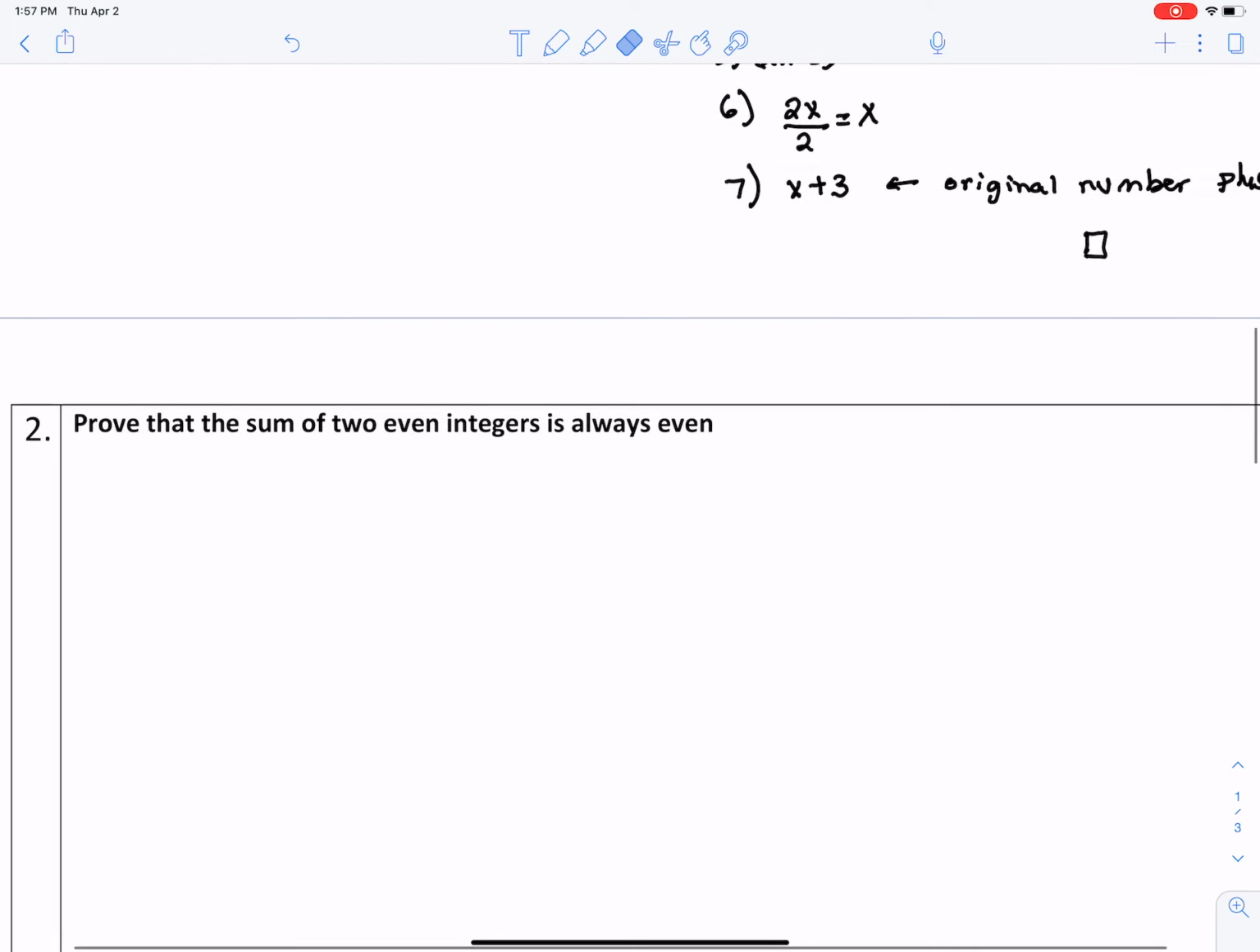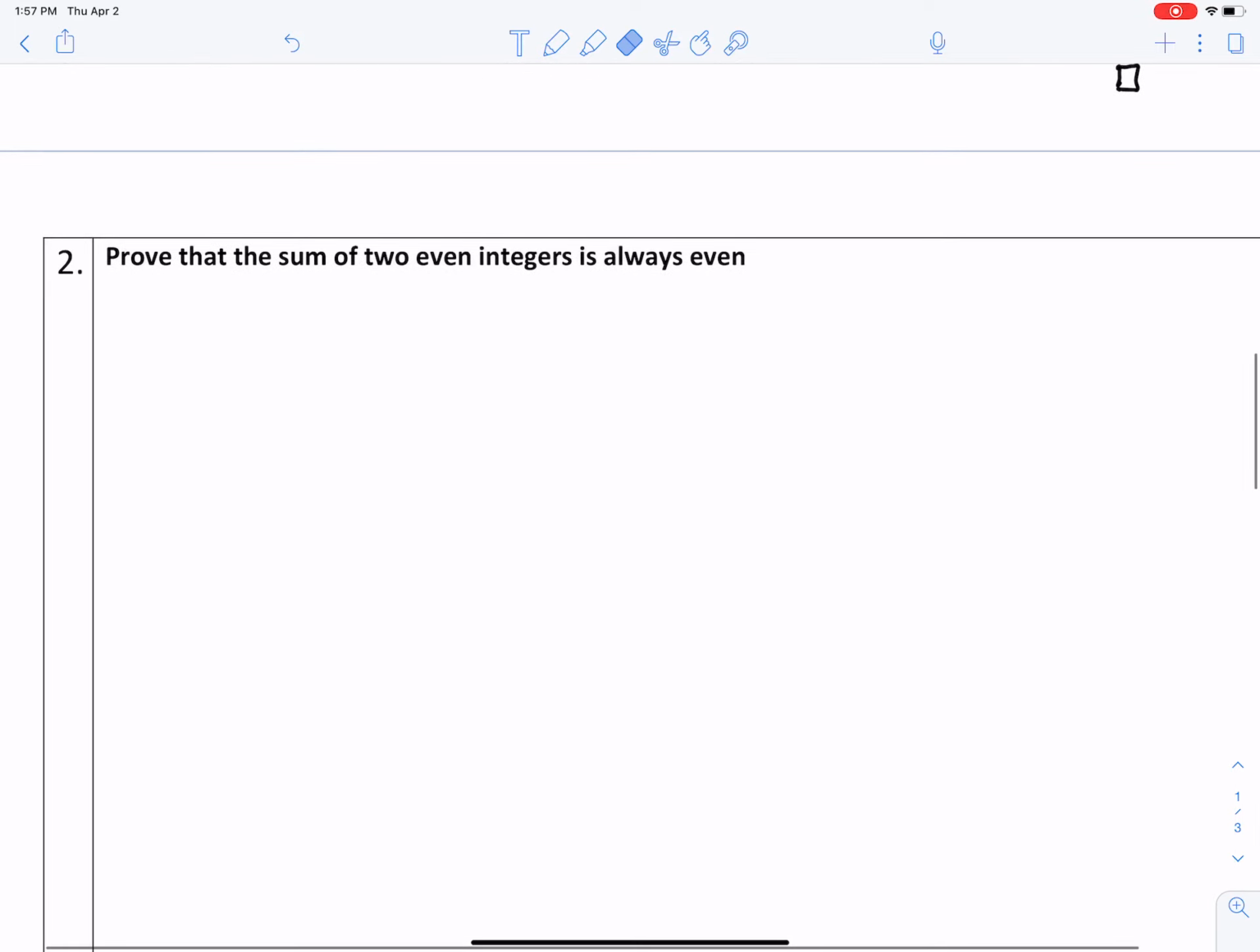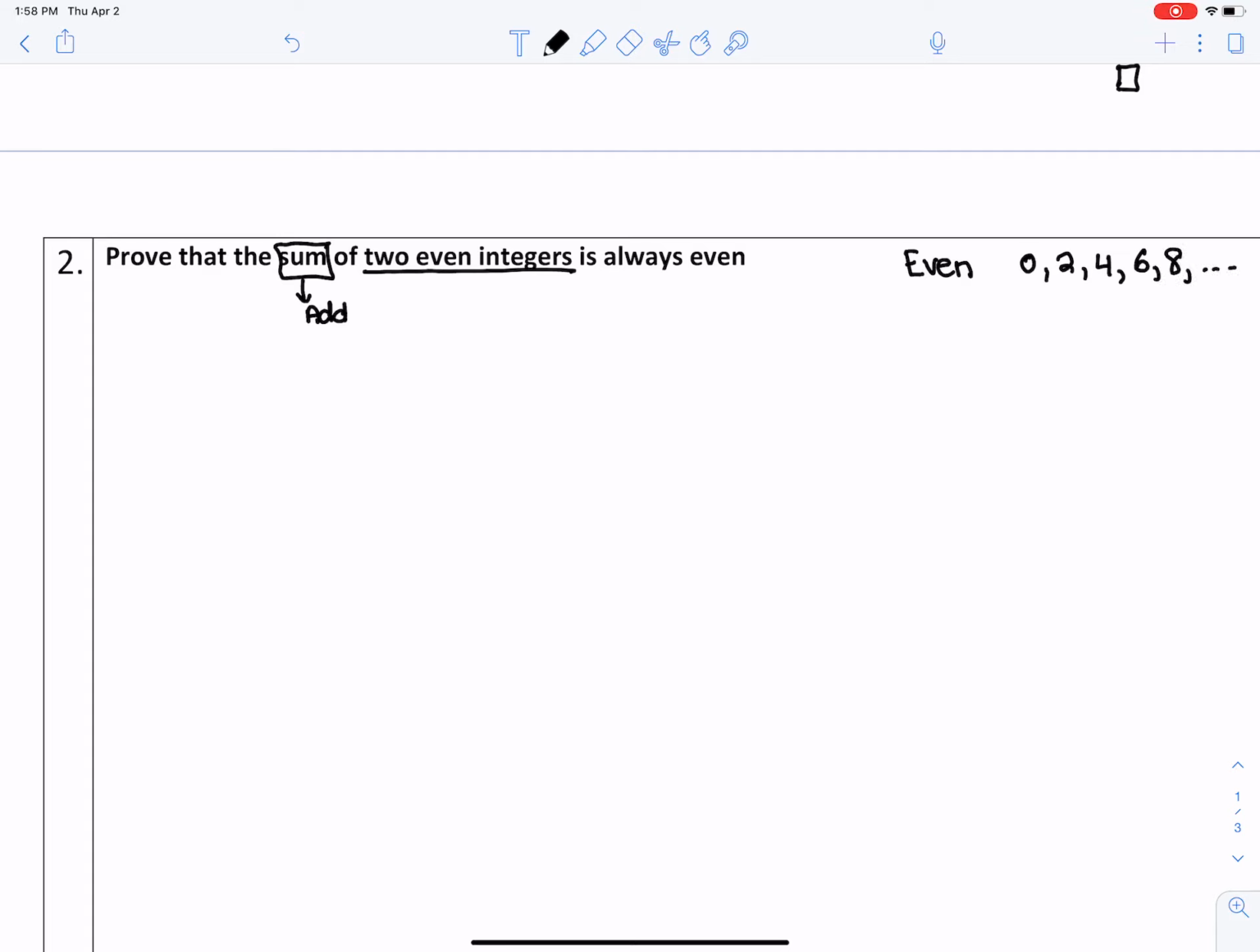Now these ones get a little bit more challenging. It says to prove that the sum of two even integers is always even. So let's decode some of this. The word sum means I'm adding together. This is going to tell me what I'm adding together, two even integers. Now the part that's challenging is when you think of an even number, you need to think of numbers as 0, 2, 4, 6, 8, and so forth. So an even number is always a multiple of 2.